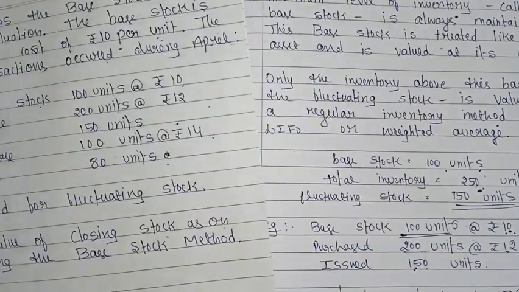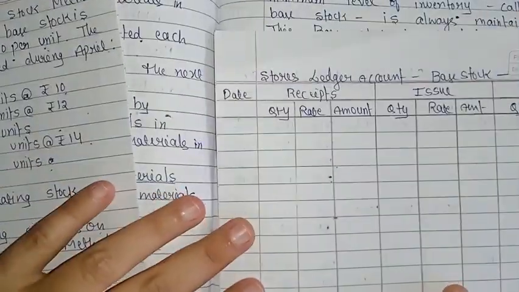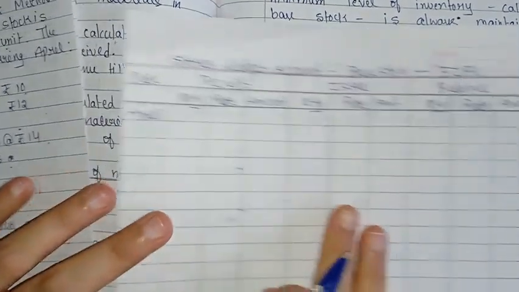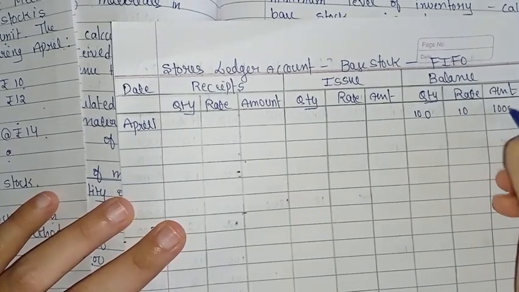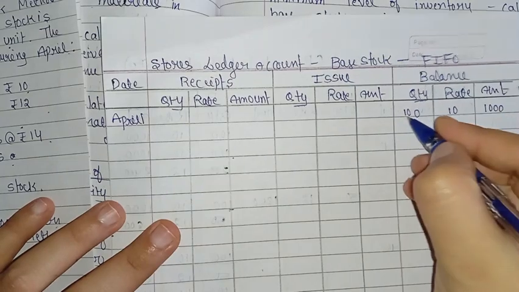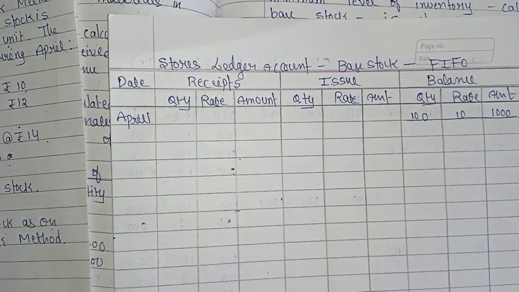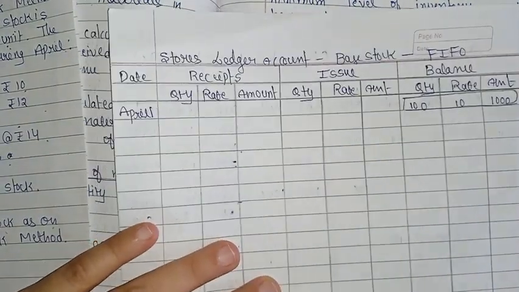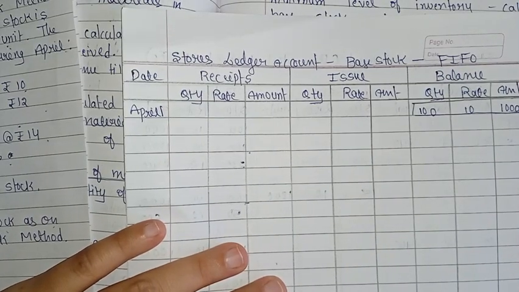Clear? Let's solve the problem. Here, first we have to write down the base stock, that is 100 units at rupees 10. So on April 1st, go to the balance column and write down 100 units at rupees 10, that is equal to rupees 1000. This is our base stock. I will underline the base stock here. This is untouched. We should not issue or sell any base stock.